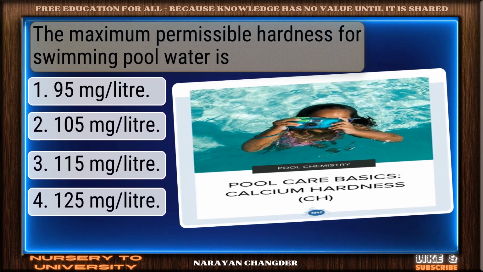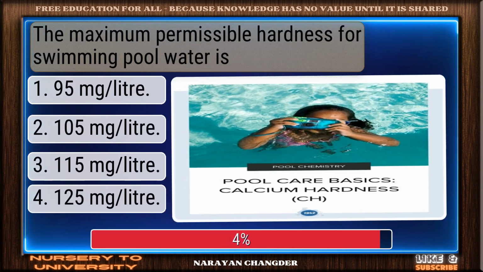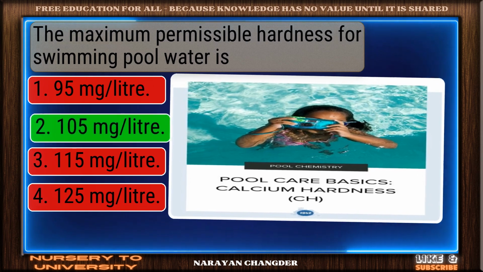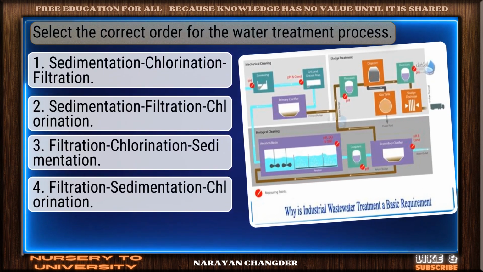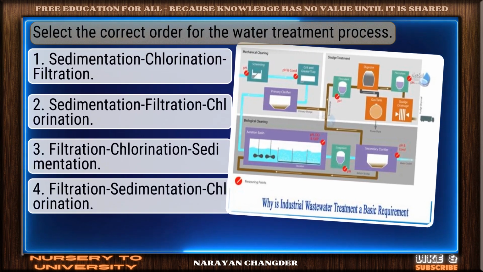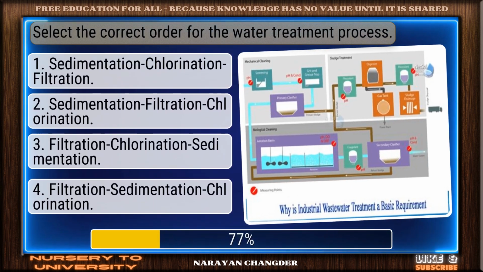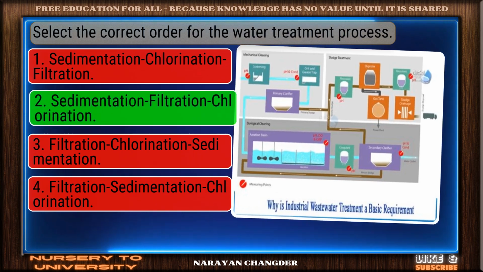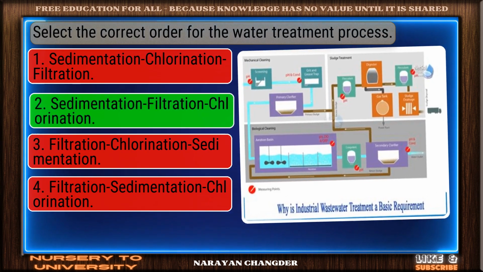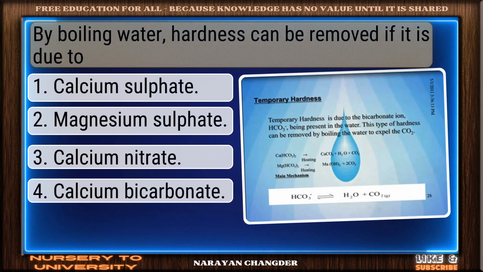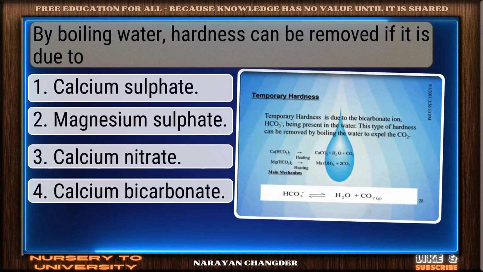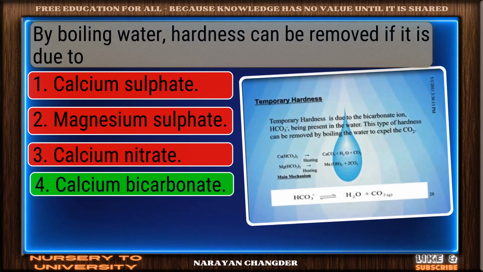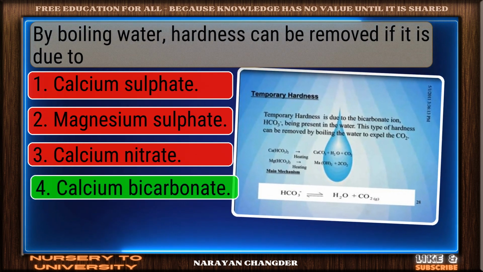The maximum permissible hardness for swimming pool water is... Excellent. 15 nanoliter is a brilliant choice. Select the correct order for the water treatment process. Smart pick. Sedimentation, filtration, chlorination is the correct choice. By boiling water, hardness can be removed if it is due to... Right choice. Calcium bicarbonate is the best answer.